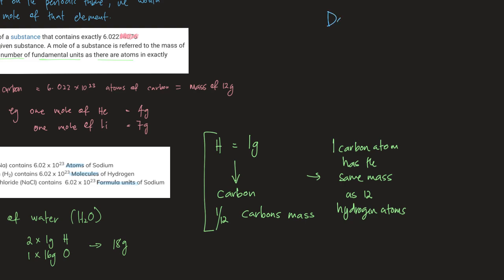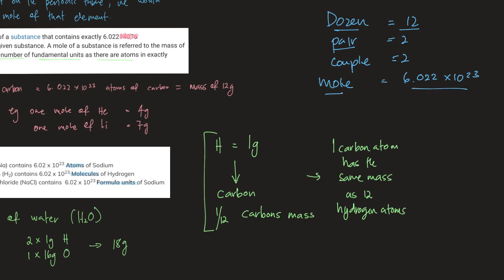If I had to say I have a dozen, I would have 12. If I had to say I have a pair, I would have 2. If I had to say I have a couple, I would have 2. See, these words relate to these numbers. If I had to say I had a mole, then I would say I have 6.022 times 10 to the power of 23. It is a word that represents a specific amount of atoms, particles, or molecules.